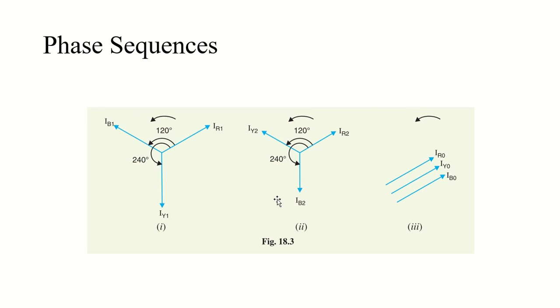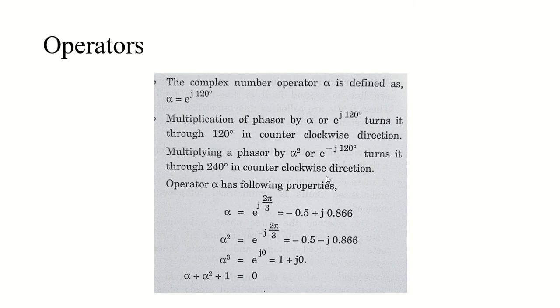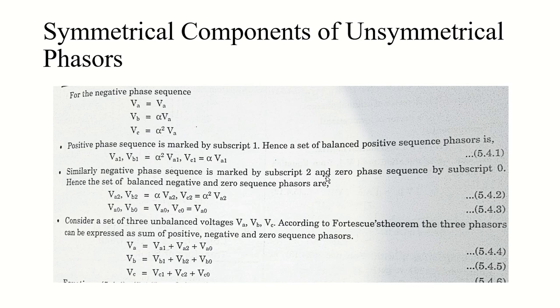So the positive phase sequence can be marked by subscript 1, negative can be marked by 2, and zero can be marked by 3, just for our convenience. And then what we can do, we can find the set of balanced phasors for each of the sequences: positive, negative and zeroth.